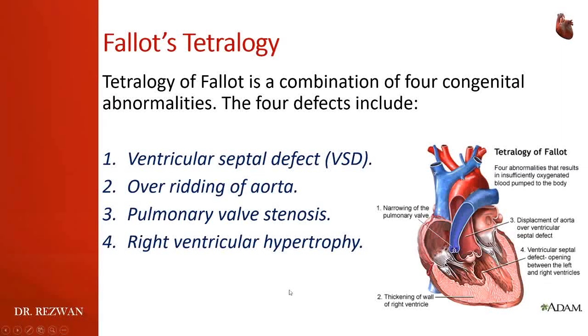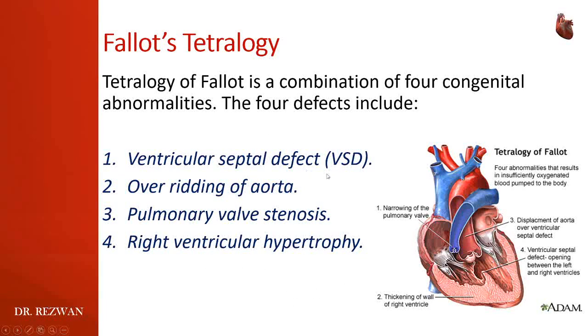Now, one of the most important topics is Fallot's tetralogy. The name itself says that there will be a combination of four signs present in this clinical condition. The signs are ventricular septal defect, overriding of the aorta, pulmonary valve stenosis, and right ventricular hypertrophy. Let me tell you, these four signs will not come all together.